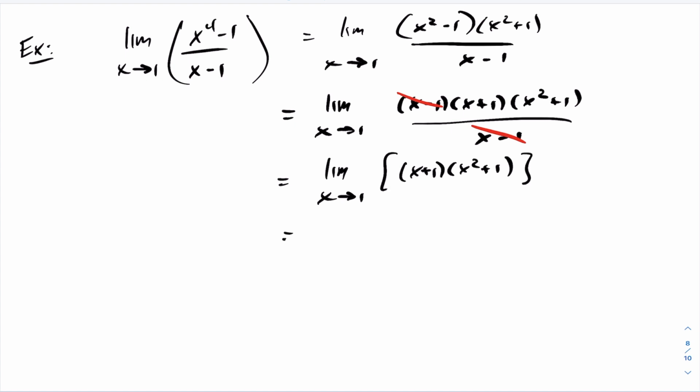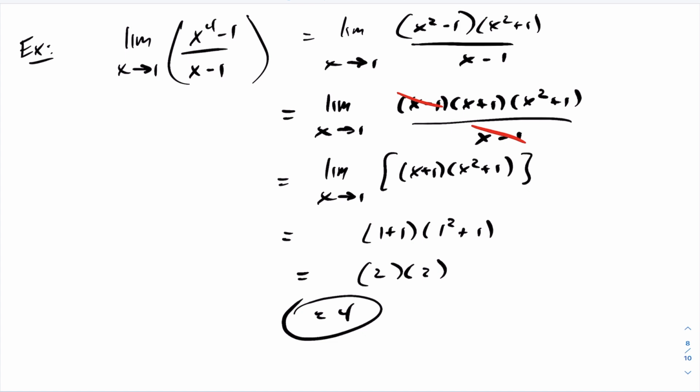And now again, this is applying more of our limit properties. We're taking the limit of the product of two terms. I can take the limit individually, but the insides are just polynomials, so you're just going to end up subbing them in anyway, and this becomes 1 plus 1 times 1 squared plus 1, which is going to be 2 times 2, which is 4. All right, let's try another.